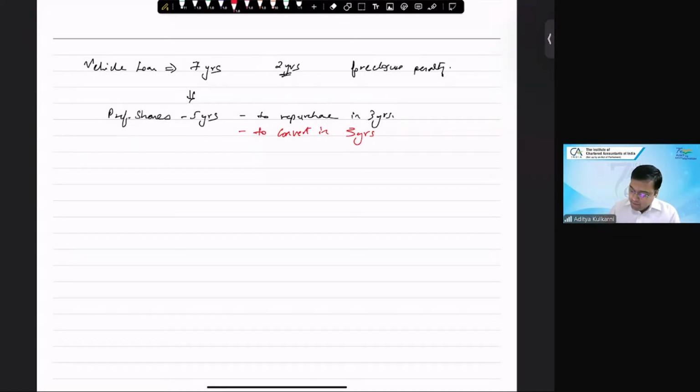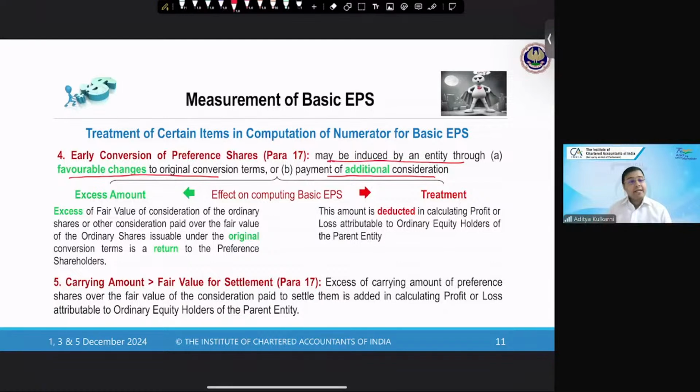Where will this premium on conversion go? It's a premium on conversion. It would go under securities premium or retained earnings attributable to equity shareholders. The excess of fair value of consideration over the fair value of ordinary shares issuable is a return to the preference shareholders.